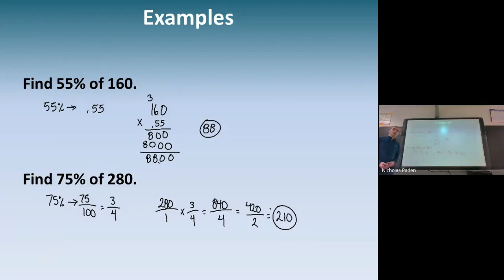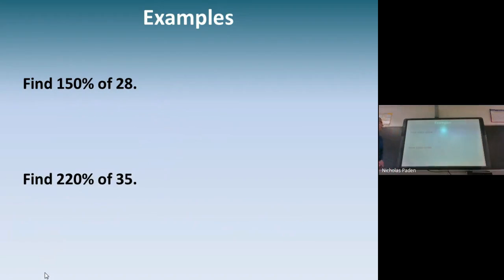All right, so I'll have you all do the last two on your own. And one thing to note is that these are both greater than 100%. So you might need to change. You still do the same thing. You move the decimal point 2 times to the left. You write the fraction over 100, and then you multiply by that number. But you all go ahead and find 150% of 28, and 220% of 35.